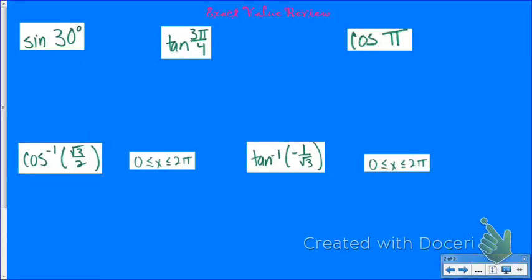Okay guys, so today to start our new unit, we're actually going to review something that we did from the first semester. If you remember, one of the very first things we learned in this class was how to find the exact value of certain trig functions. We did regular exact values and we also did inverse values. So we're going to just refresh how to do both of those.